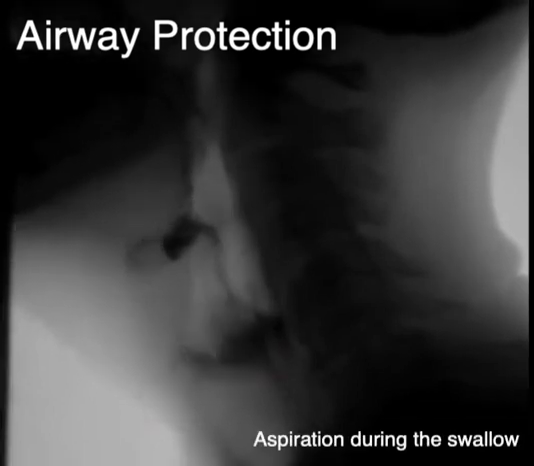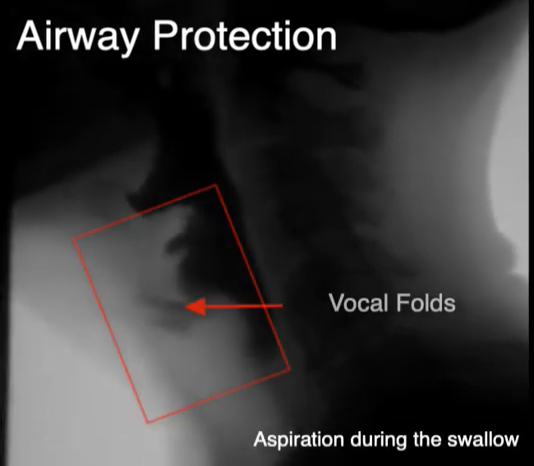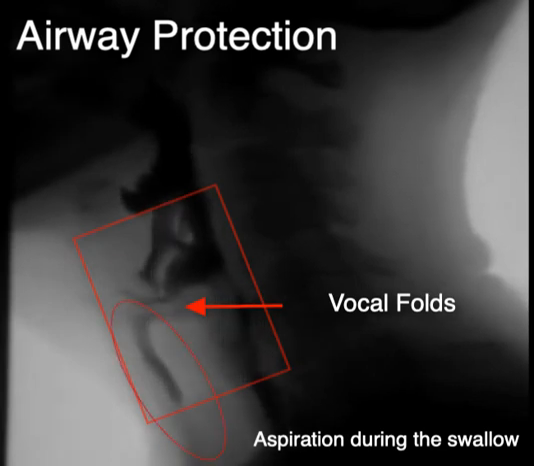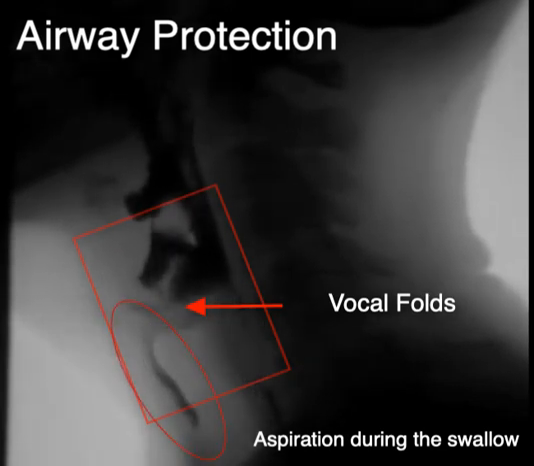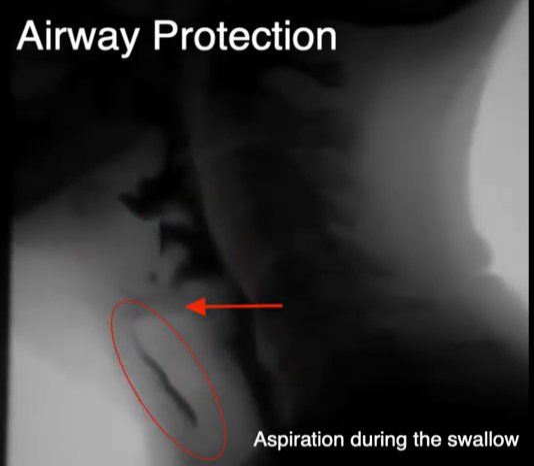In this patient, you will note poor airway protection. Notice the vocal folds. Material penetrates past the laryngeal vestibule and then goes below the vocal folds.